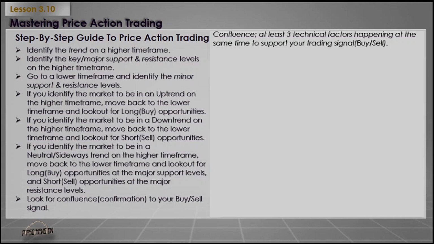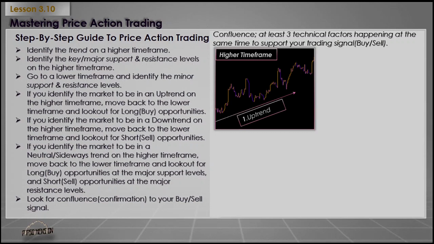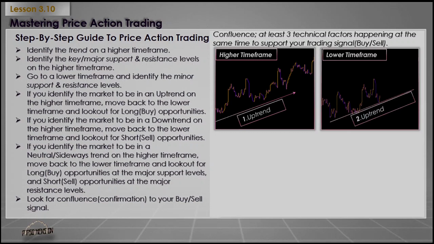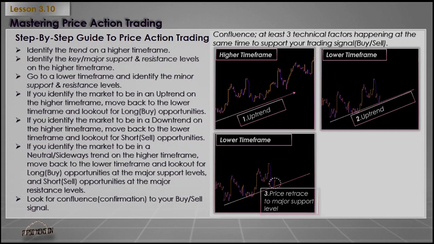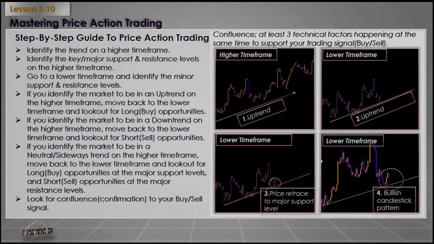When you look on the higher time frame, you find the prices to be trending up. When you move on to the lower time frame, you find the prices to be trending up as well. Again, the current price is at a strong support level. And at this strong support level, you can find the formation of a bullish candlestick pattern. So you see, over here we have 4 technical factors working together at the same time to make a strong confluence for a buy order. And that is how you increase your chances of winning the trade.